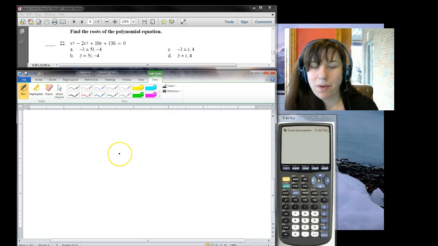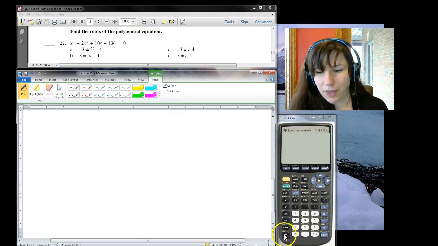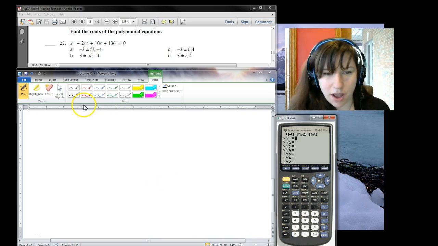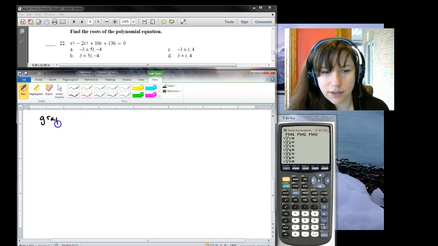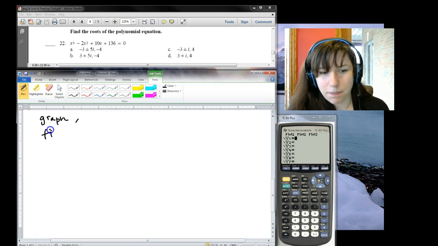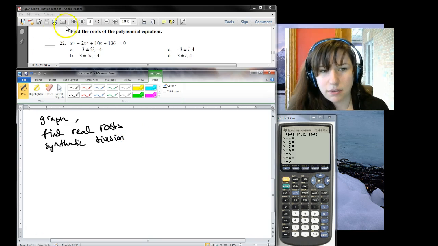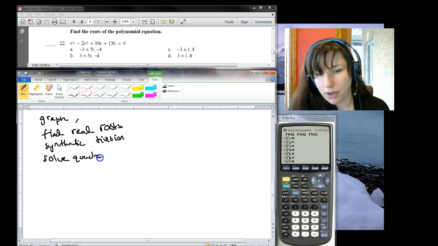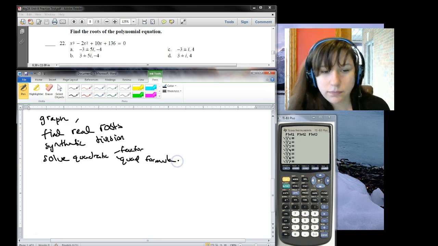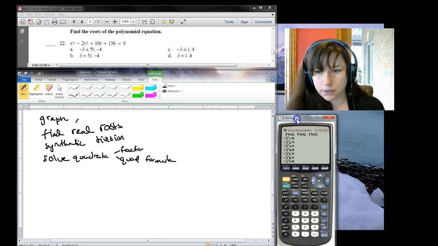All right, for 22, they want me to actually find the roots themselves. So this is going to be the process. First, I'm going to graph it, and that's going to help me find the real roots. Then you'll take that number and do synthetic division, which will take this down from an x cubed to an x squared, and then you need to solve the quadratic, okay? Maybe by factoring, usually though with the quadratic formula. All right, so I'll kind of walk those steps through for you.